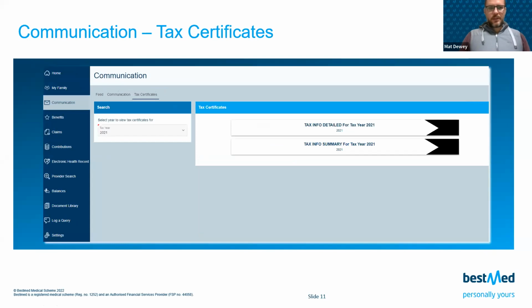All right. This is the tax certificates page. As you can see, you would be able to select the year to review those tax certificates. And then you would be able to download either a tax summary for a specific year or a detailed tax certificate.